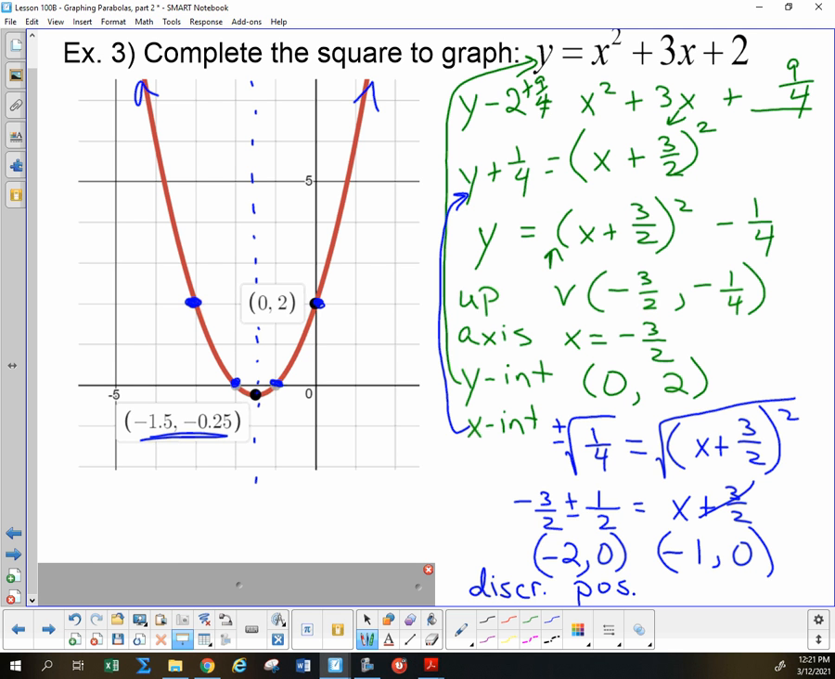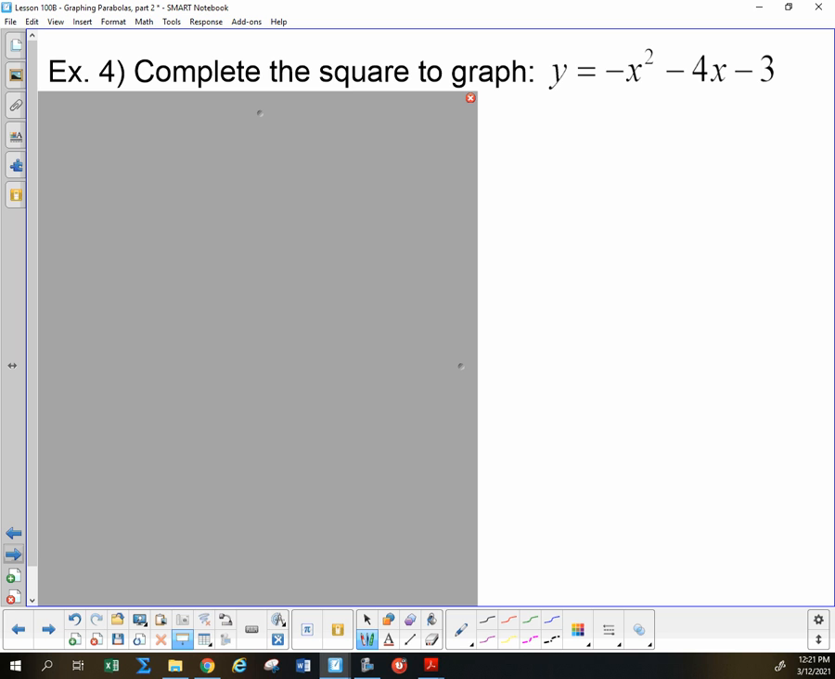Okay, next one's going to have a little bit different twist to it, so I want you to be really careful and pay attention as we do these next couple of them. If you look at that, the one thing that's different is we have that minus sign in front there.